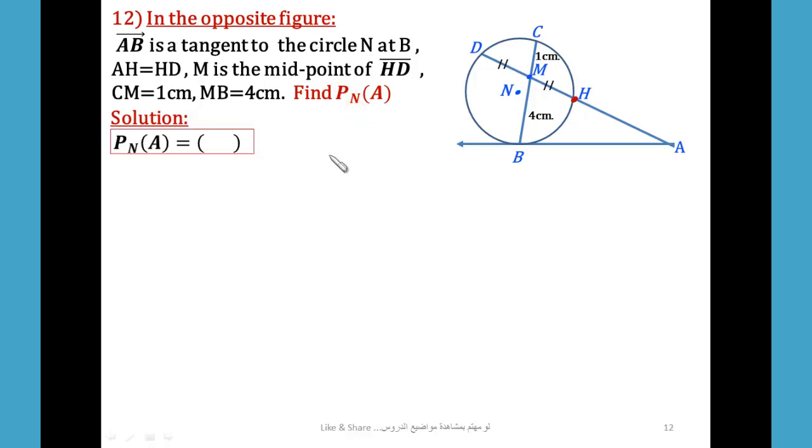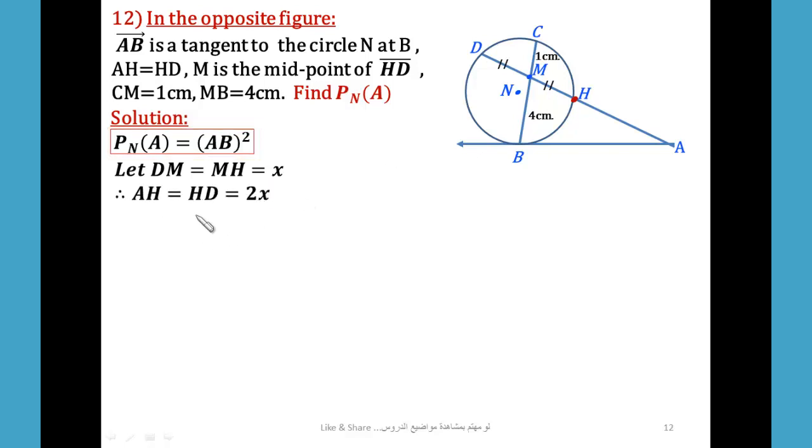And we have a rule for this: PNA equals AB power 2. The required is to find the power of the point A with respect to circle N, and this equals AB power 2. So we will calculate the length of AB as follows. Let DM equals MH equals X. We have these two parts equal, so we consider the length of each of them equals X.